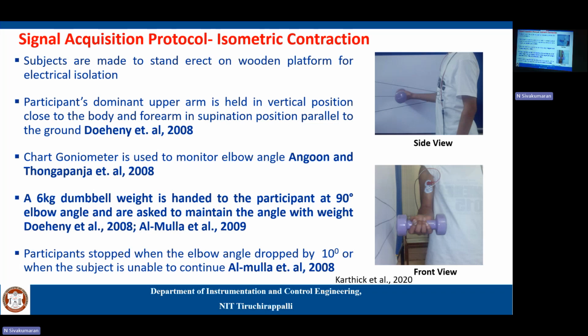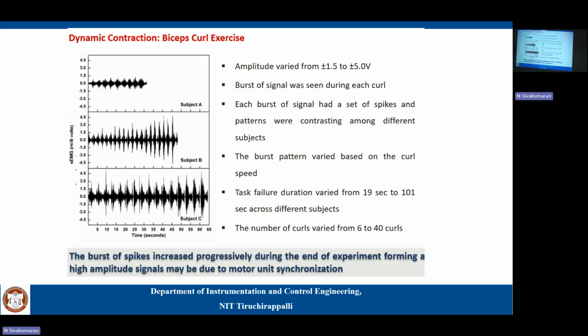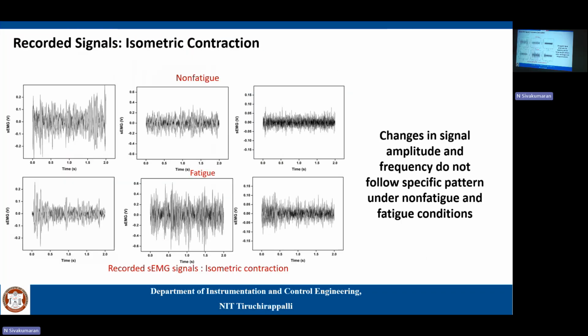This is one experiment, and another one is the biceps curl. Here the scenario is completely different. It is a dynamic contraction, so a lot of changes happen in the muscle. I don't want to get into too much detail. So the EMG will be this: the EMG during non-fatigue and fatigue.